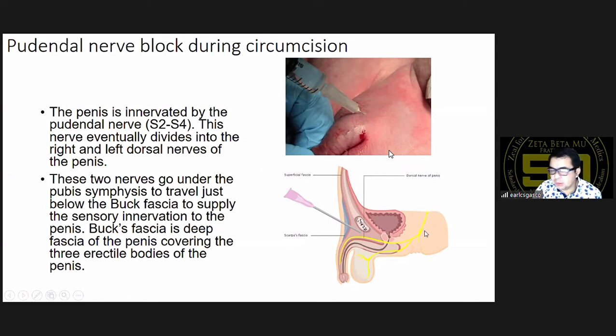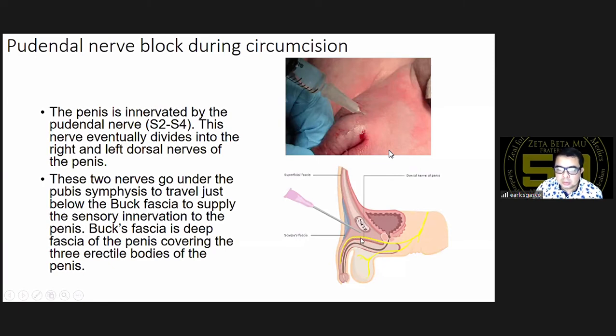This is your pudendal nerve. This nerve is coming from the S2 to S4 nerve roots. Can you follow the arrow? Just follow my arrow. It then divides into the right and left dorsal nerves of the penis. The right and left dorsal nerves of the penis find their way under the symphysis pubis. That's why you palpate the symphysis pubis first, because this is where the right and left dorsal nerves will pass.